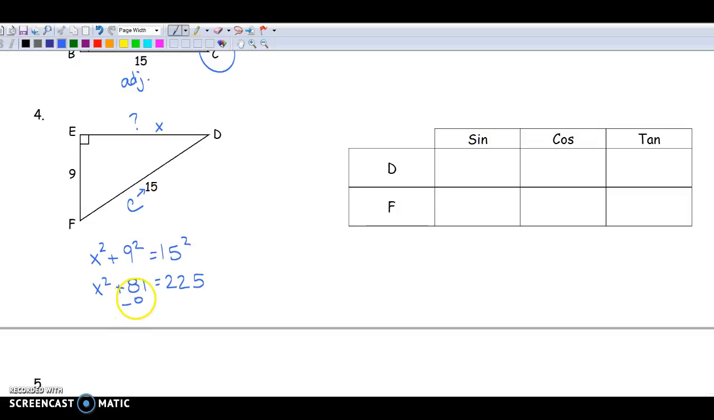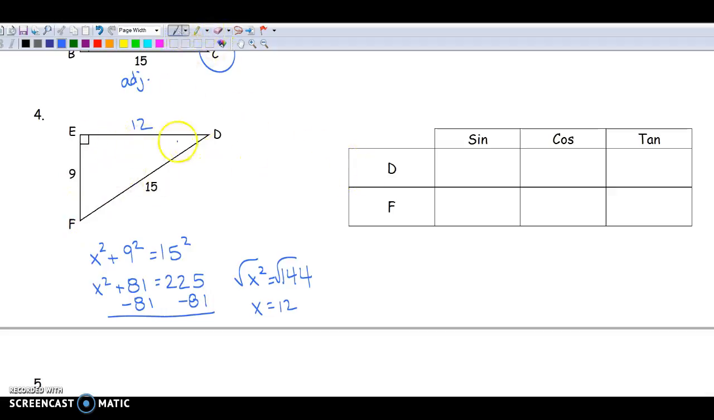We're going to get rid of the 81 by minusing it. We're going to get x squared equals 144. Square root it. X is going to be 12. So my missing side is 12. Once I know that, now it's exactly like the problem above. We're going to be doing the sine of angle D, and then the sine of angle F, and then cosine of each, and tangent of each.